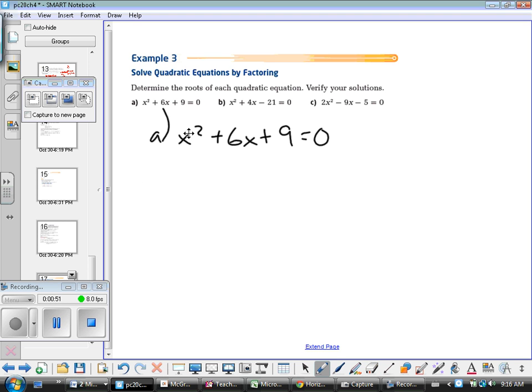So if you recognize that, it's pretty quick. You're just going to say this is x plus 3 squared, or x plus 3 times x plus 3, which would give you roots of whatever you get when you set that equal to 0. Okay, so you have x equals negative 3 as a root.